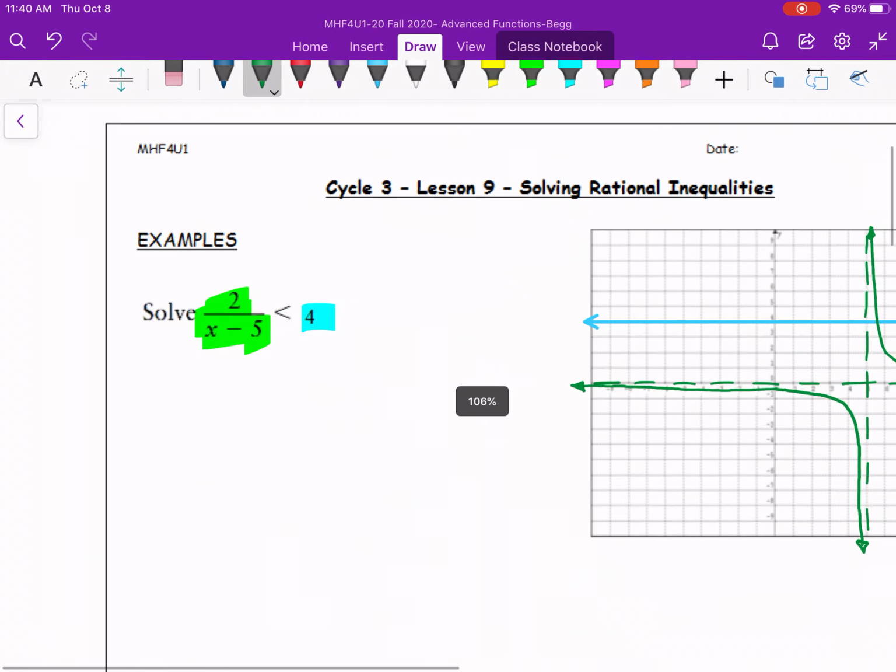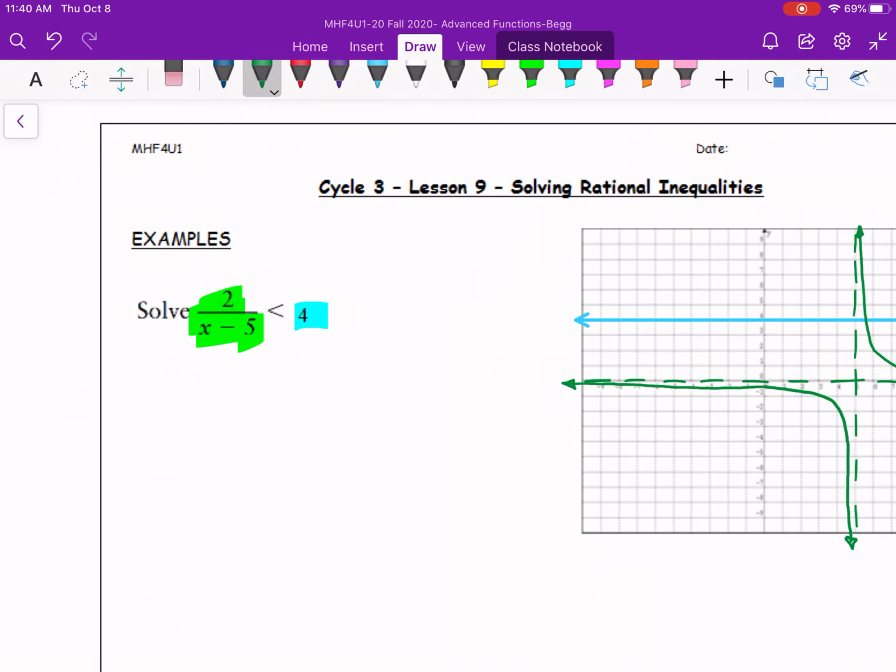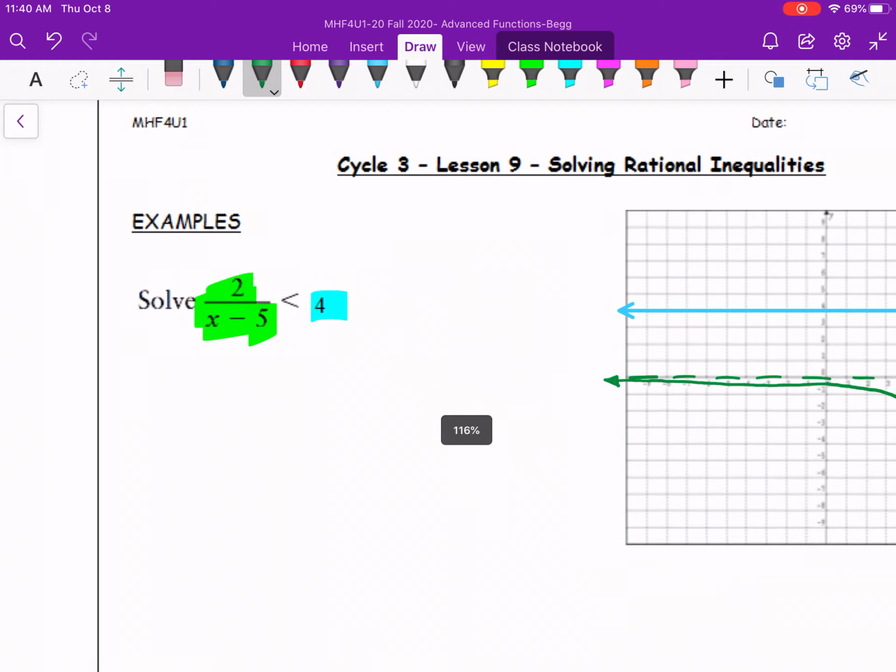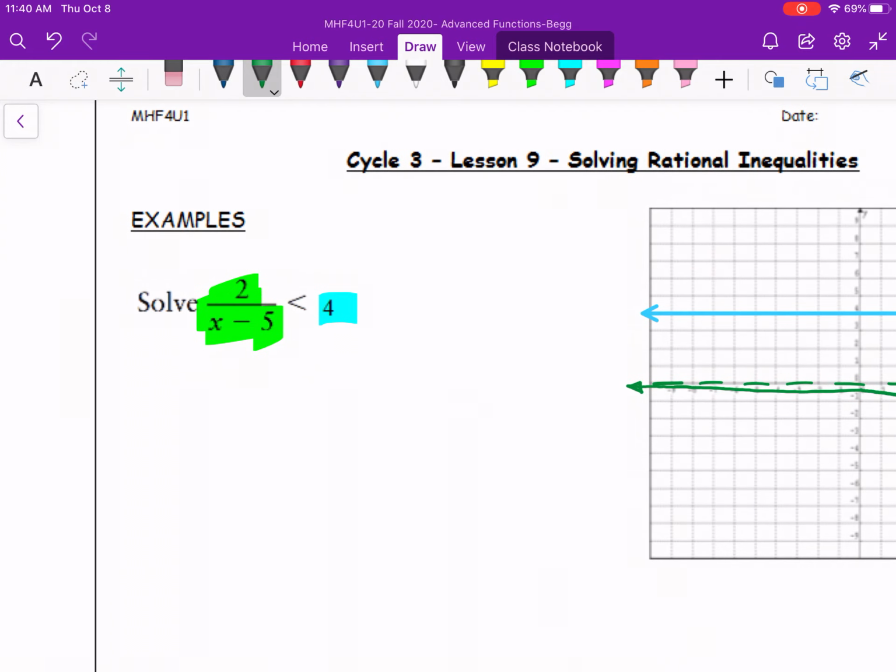This is Cycle 3, Lesson 9. We just finished in our last lesson solving rational equations, and now our logical next step is to look at solving rational inequalities. We're going to use techniques that we've used before.